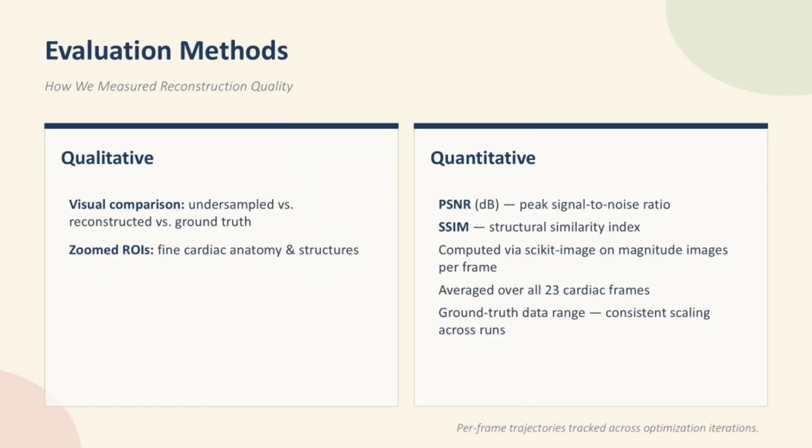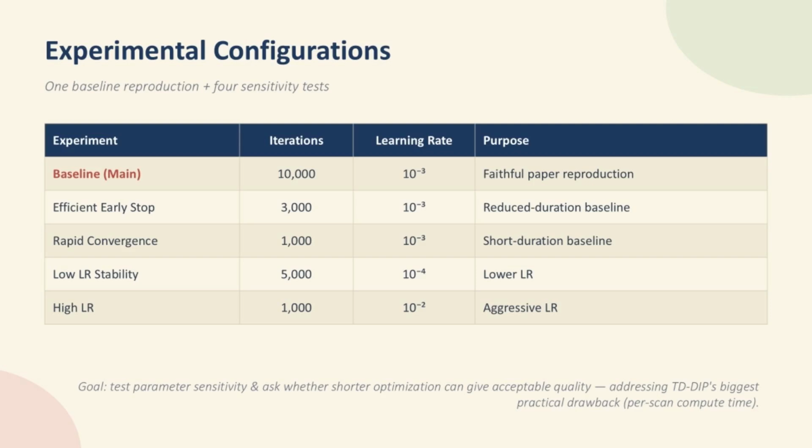For evaluation, we compared reconstructed sequences side by side with the ground truth. Zoomed cardiac regions were useful. Quantitatively, we computed PSNR in decibels and SSIM on the magnitude image per frame, averaged over all 23 frames. Our main run reproduced the paper's recipe: 10,000 Adam iterations at a learning rate of 10 to the minus 3.